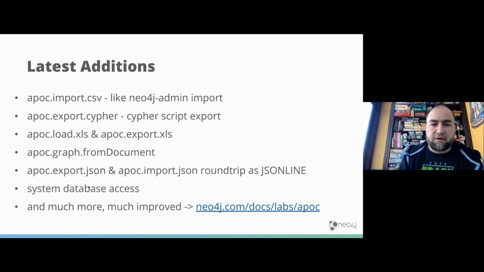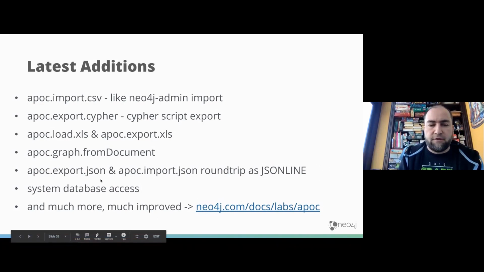Latest additions, lots of import-export improvements, Excel read and write, export to Cypher script, which is quite useful for exporting subgraphs and then importing them, for instance, into a cloud database. APOC graph from document is basically like apoc.load.json, but it automatically creates the graph from the document following certain rules. There's APOC export JSON and import JSON as a round trip using JSON lines, so one object per line, which is really cool. And some 4.0 things like you can access the system database as well.